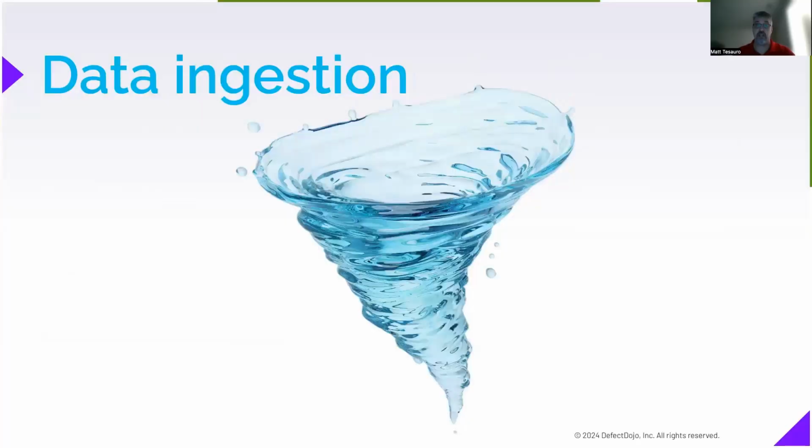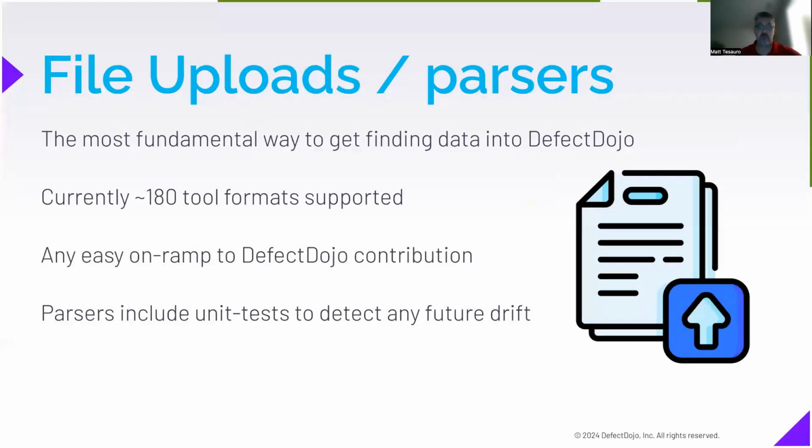So we're going to talk about data ingestion. Like I was mentioning a minute ago, file uploads or parsers, right? Things that take a file from a scanner and parse them into DefectDojo findings. This is what we started with back in the original days of DefectDojo. We currently have around 180. We're going to keep getting them added all the time, so this number is subject to change. That's probably incorrect because we have more than last time I counted. But this was an easy ramp. This is an easy ramp if you do want to contribute to DefectDojo.